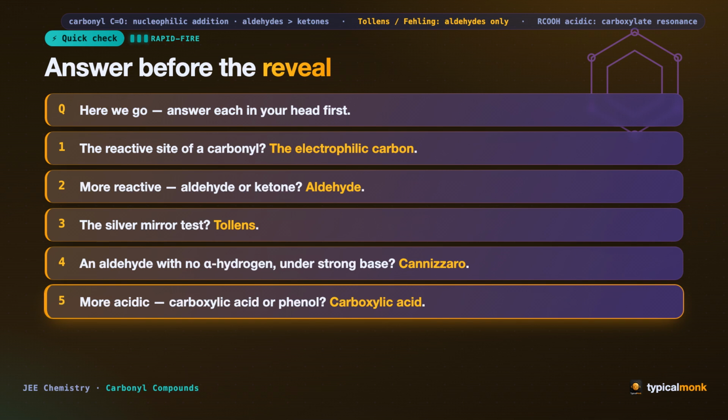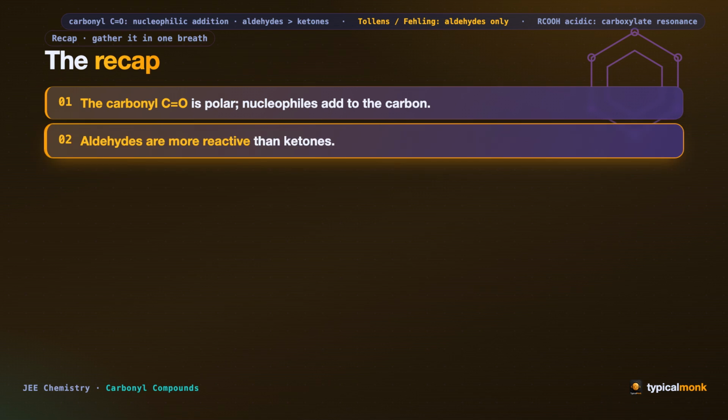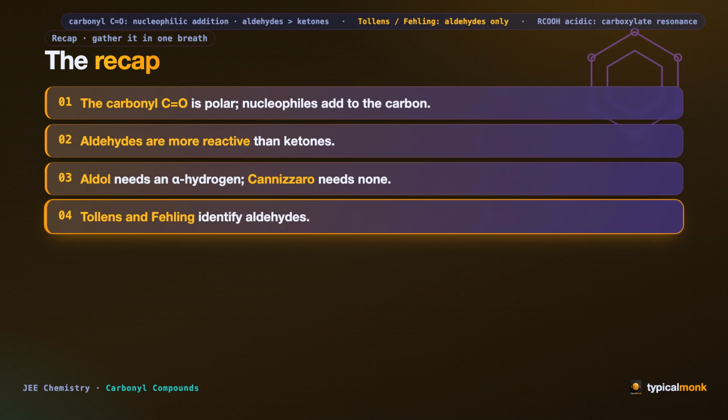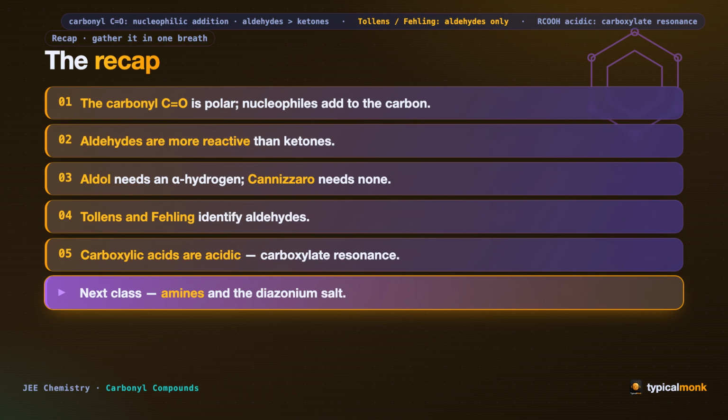The carboxylic acid. Let us gather it all in one breath. The carbonyl, carbon-oxygen double bond, is polar, and nucleophiles add to the carbon. Aldehydes are more reactive than ketones. The aldol reaction needs an alpha hydrogen. The Cannizzaro reaction needs none. Tollens and Fehling's identify the aldehydes. Carboxylic acids are acidic because of carboxylate resonance. Next class, the amines and the diazonium salt.